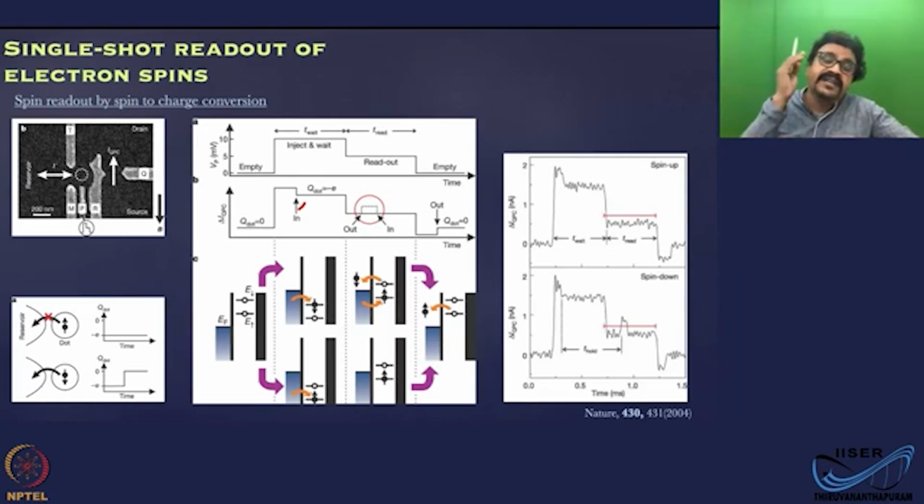So you want to initialize the state first. Okay, so you have these two states as your 0 and 1. Okay, 1 and 0. You assume this is 1 and this is 0. That means you apply this pulse shape, whatever you are doing.